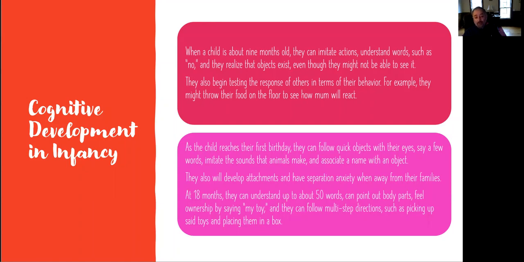They can point out body parts, feel ownership by saying my toy, and they can also follow multiple step directions, such as picking up a toy and placing it in the box. So you can ask them, pick it up and put it into the box. This is the type of instruction they begin to understand.